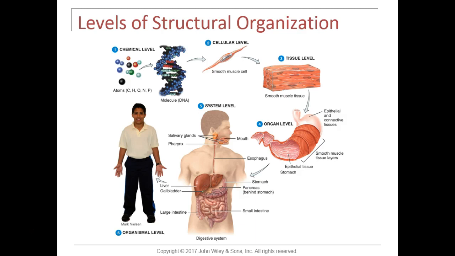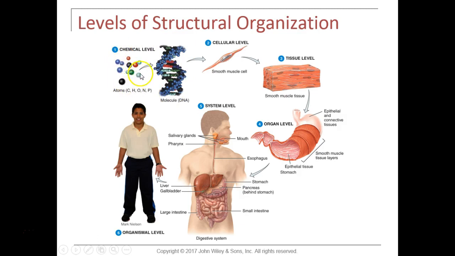The next section in the chapter, with a little brief overview, is the structural level of organization in our body. Kind of a recap from general biology. So the basic levels start from the simplest, which will be the chemical level, all the way to the most complex level, which is the organismal level, which is obviously the person. The chemical level includes the elements, atoms of all the elements that can bond together to form different molecules. Here they show a molecule of DNA.